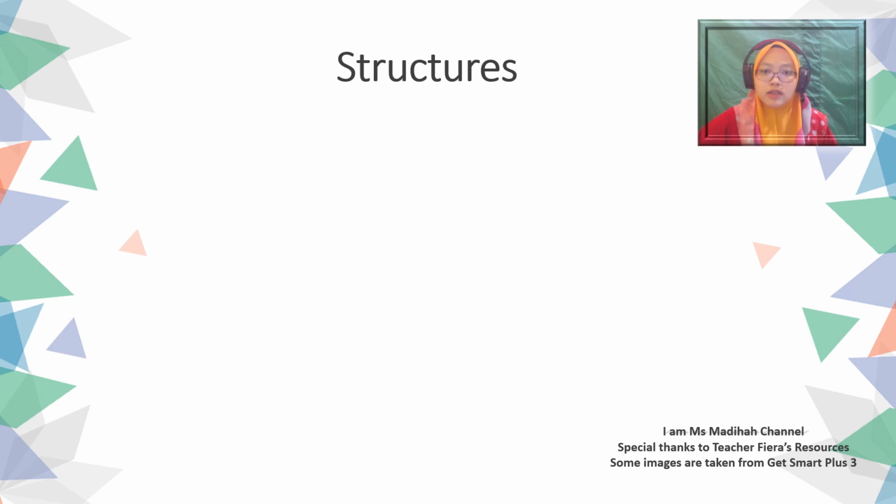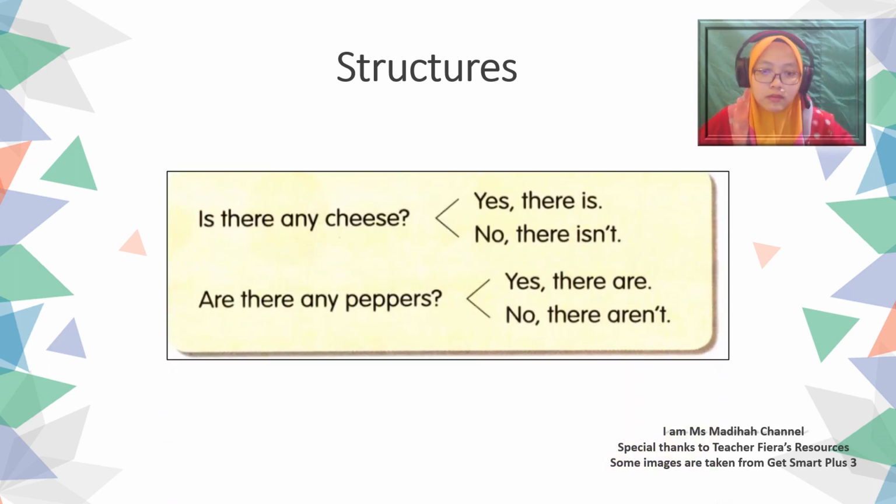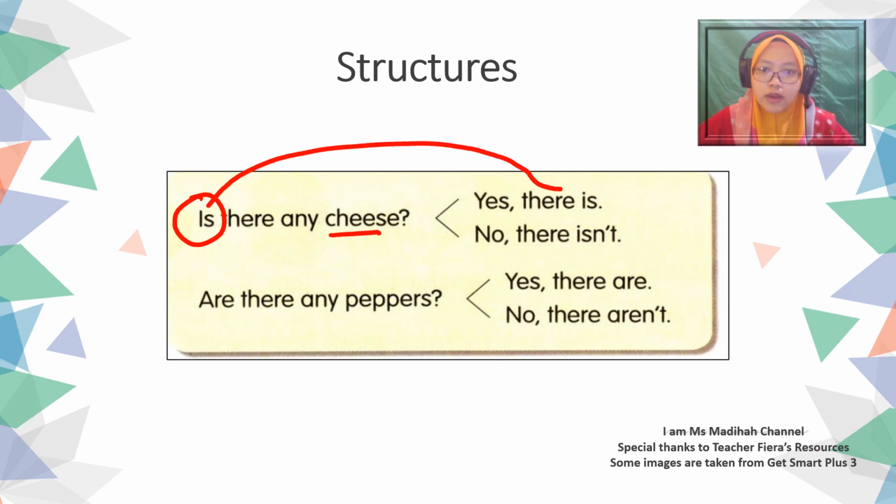So let us look at the structures. Okay, now, is there any cheese? So whenever you use is, you have to answer yes, there is. Or if your answer is no, no, there isn't. Because you are following is.